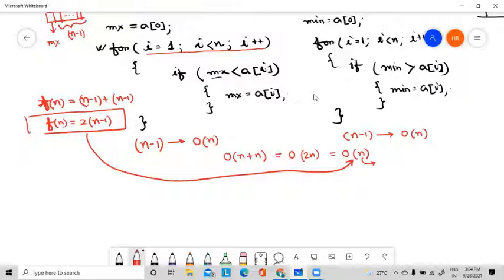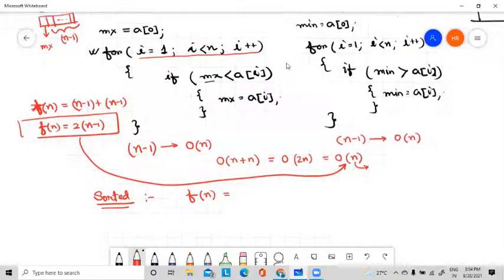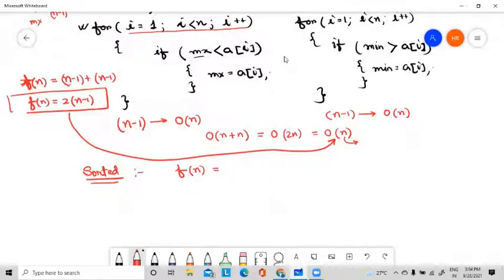Now suppose the array is sorted. Suppose the array is sorted. Can you tell me how many comparisons I have to perform to select max and min? Anyone, please. So for the first part, it is unsorted. Now, if the array is sorted and you are asked to select the max and min, how many comparisons do you have to perform? Please tell me. Anyone? Otherwise, I will.